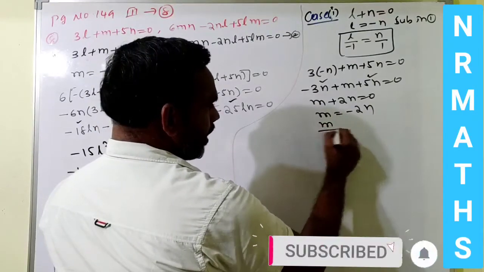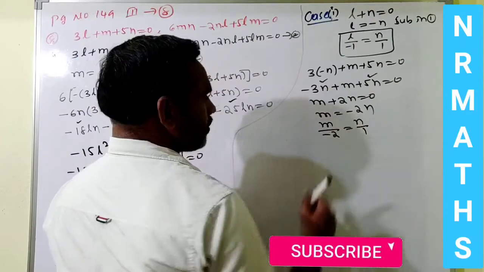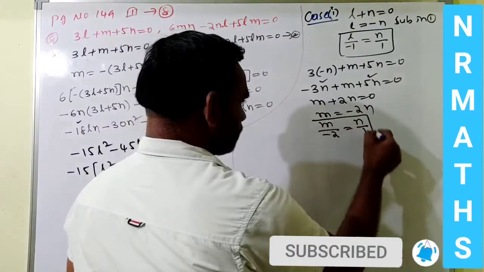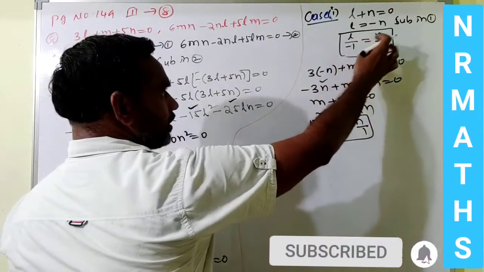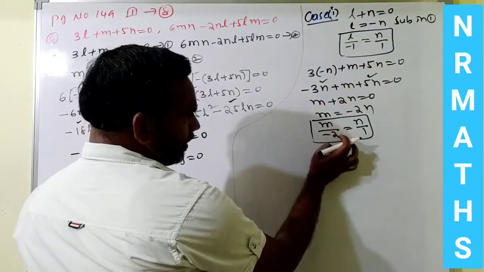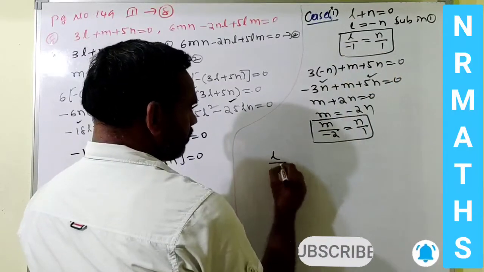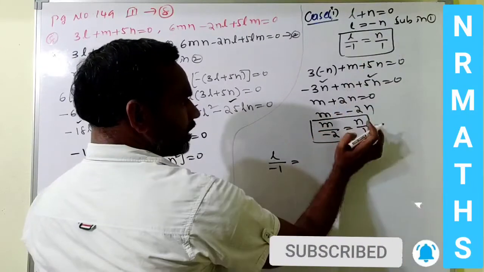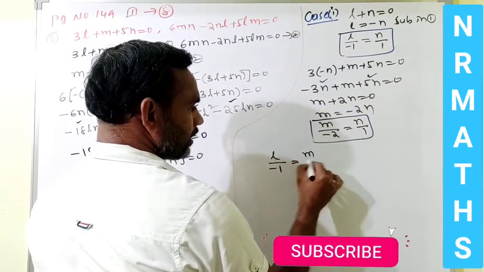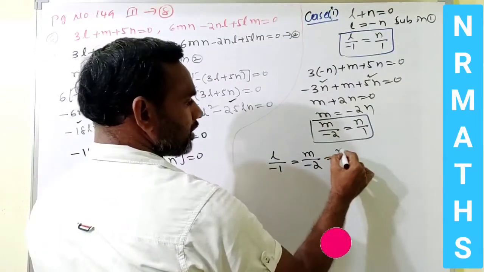Now write it is M by minus 2. Now here M coefficient 1. Now write it is N by 1. Now look there, it is L by minus 1, N by 1. Here M by minus 2 is equal to N by 1. Now look there, here L by minus 1 is equal to N by 1. We know that N by 1 answer is the M by minus 2. It is M by minus 2. Right? It is answer is N by 1 as it is.